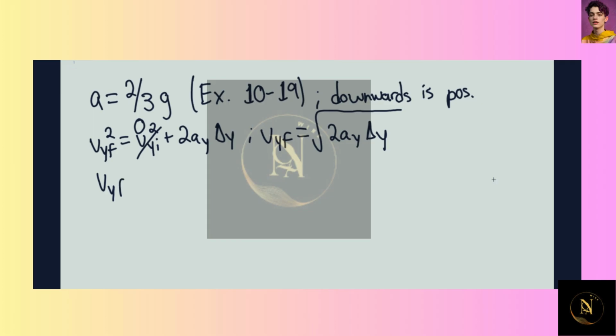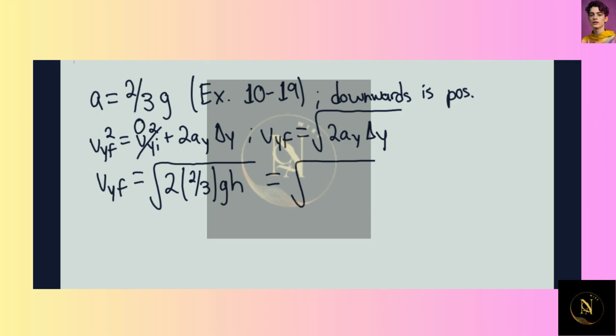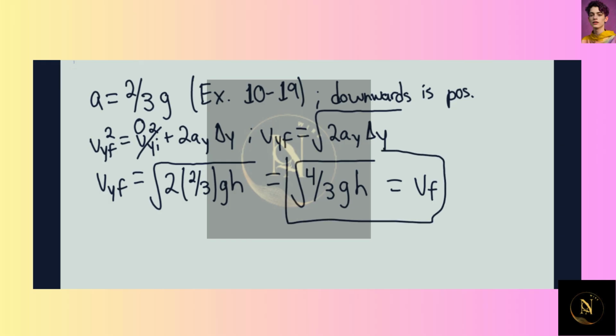So Vy final would be equal to the square root of 2 times 2/3 g times h, the height. And this would be equal to the square root of 4/3 g h, equaling v final. So this would be our answer for part A.